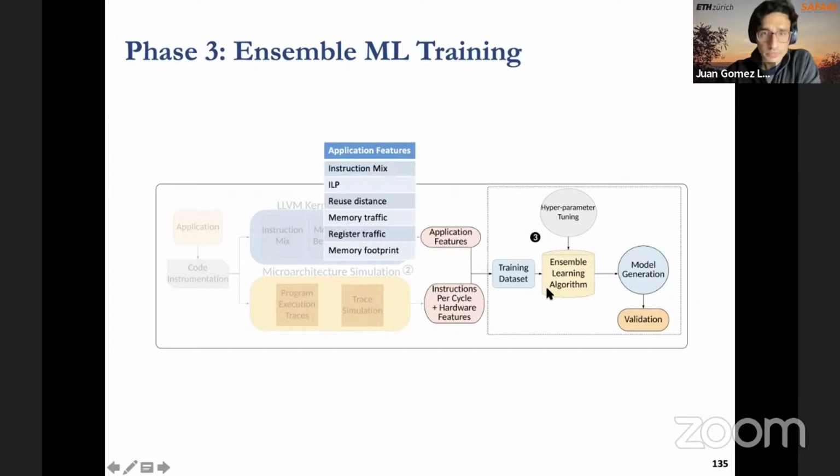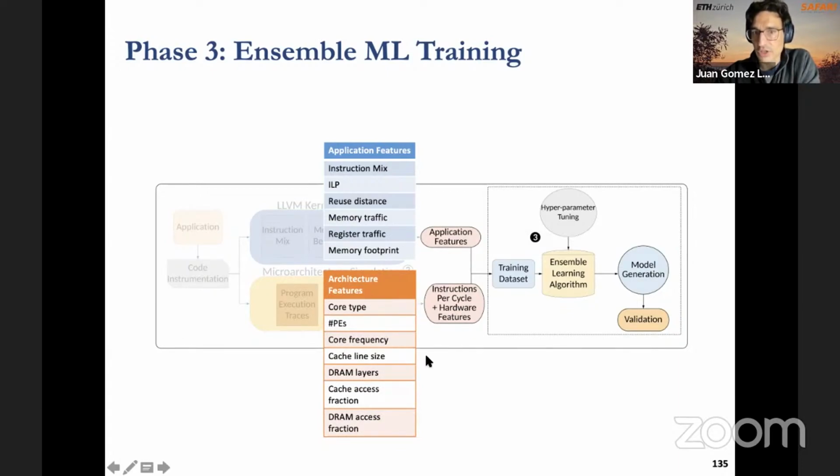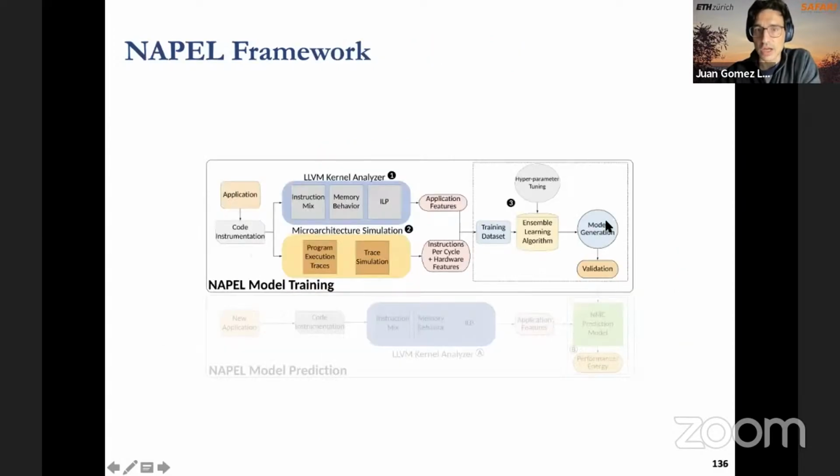Among the application features, we have instruction mix, instruction level parallelism, reuse distance, memory and register traffic, and memory footprint. And among the architecture features, we have core types, number of processing elements, frequency, cache line size, DRAM layers, cache access fraction, and DRAM access fraction. So this relates to hits and misses in the cache hierarchy. These are the features that are used to train the ensemble learning algorithm.